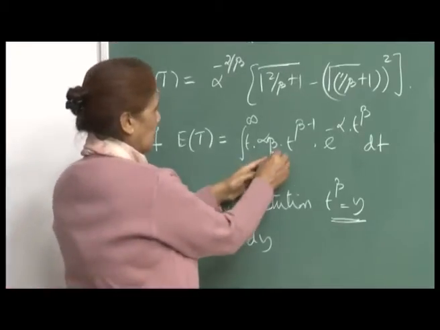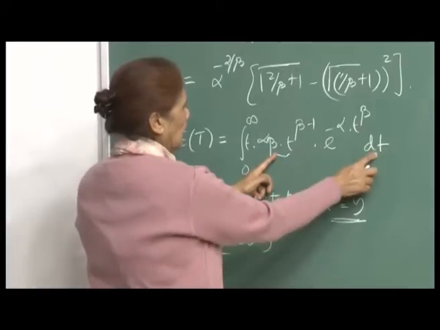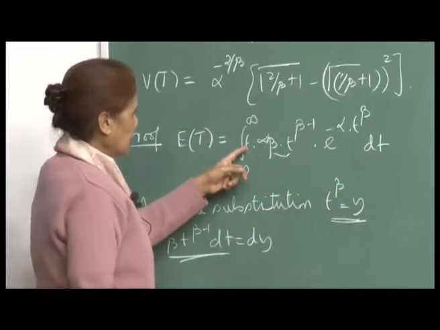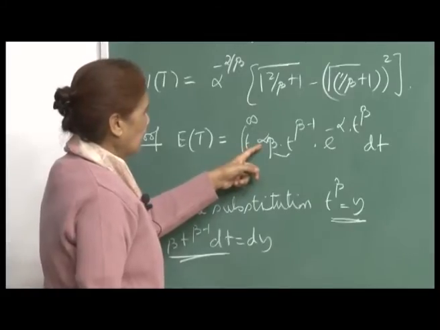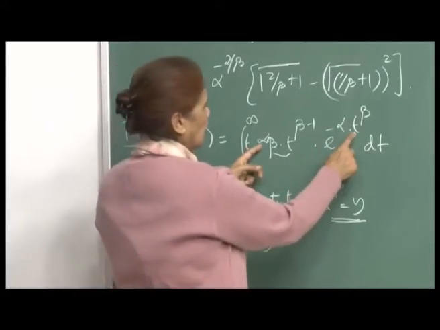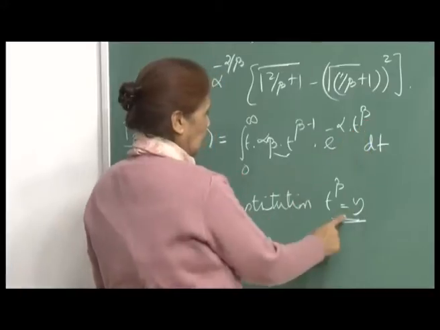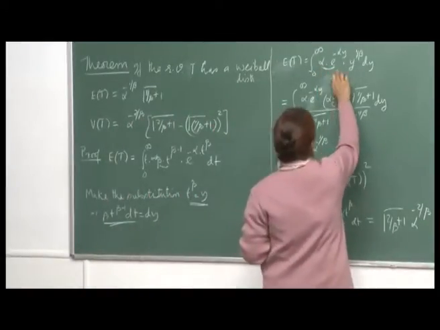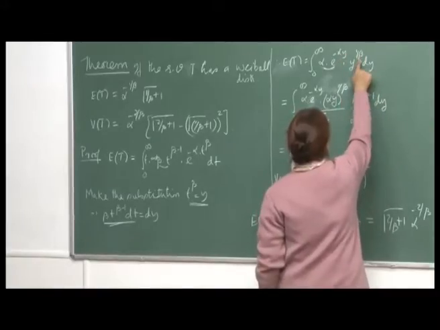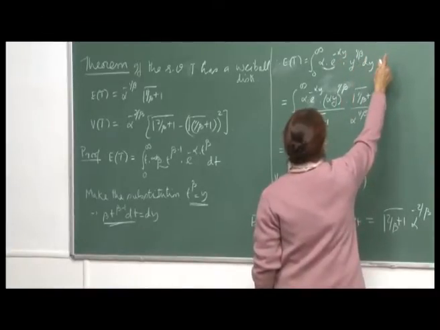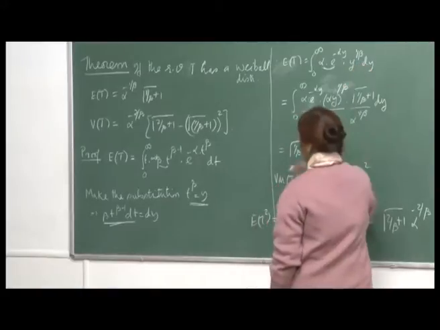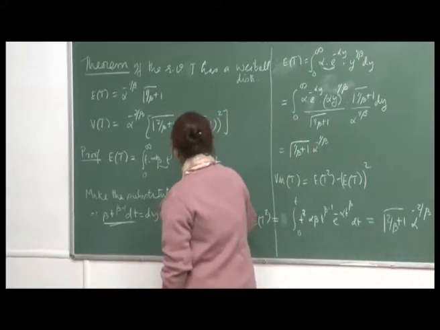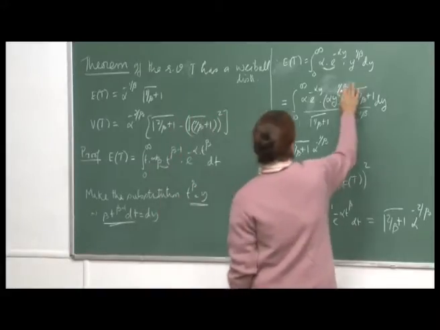So, now this whole thing gets replaced by dy. You have a beta t raised to beta minus 1 and dt, so we will replace this by dy. Then you are left with an alpha, and then e raised to minus alpha y, because t raised to beta is y. So, this is what you have: alpha e raised to minus alpha y and y raised to 1 by beta, because you have a t here. So, t will be y raised to 1 by beta.